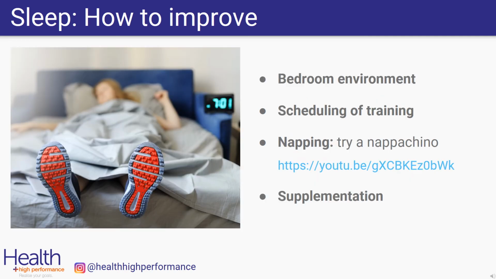Your bedroom environment, have it cool. Having a room that is too hot or cold will affect your ability to sleep. It has been found that around 16 to 18 degrees Celsius is the ideal room temperature. It also depends on what sort of covering you're using on the bed.